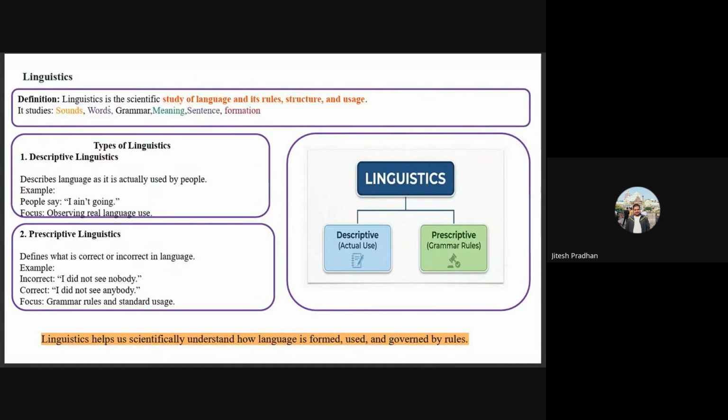So basically in NLP, linguistics helps the machine understand how words are formed, how sentences are structured, and what meaning words convey, because words often convey meaning based on their context. One common example is the word bank. Let us say the word bank.